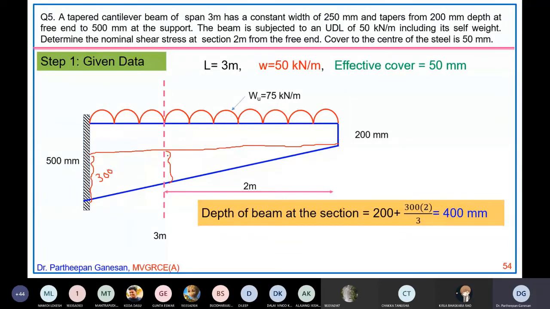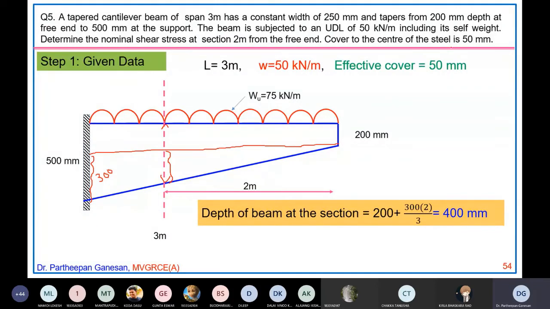I want a 2 meter. What is this height? For 3 meter it is 300. For 2 meters, how much? So this is coming here to be 200 mm. So 200 plus 200 is 400 mm. So from here, this depth is 400 mm. Okay, this depth is 400 mm. That is the overall depth.